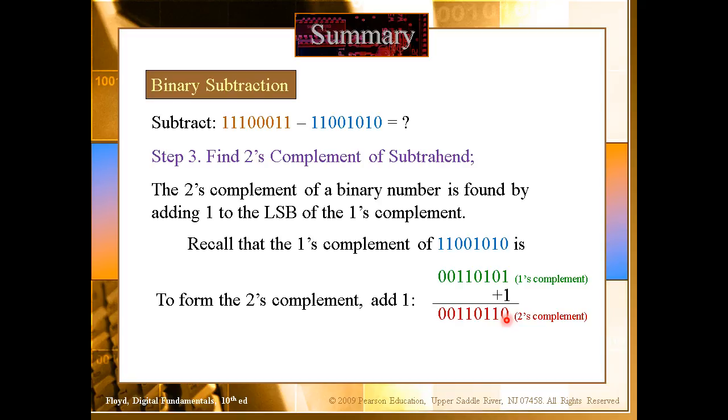Up to this point, you probably have noticed we only worked with the subtrahend, nothing else, right? Because at the very beginning, we identified the minuend and the subtrahend. In the second step, we found the first complement of the subtrahend. In the third step, we found the second complement, the 2's complement of the subtrahend. This is our third step. Any question up to this point?